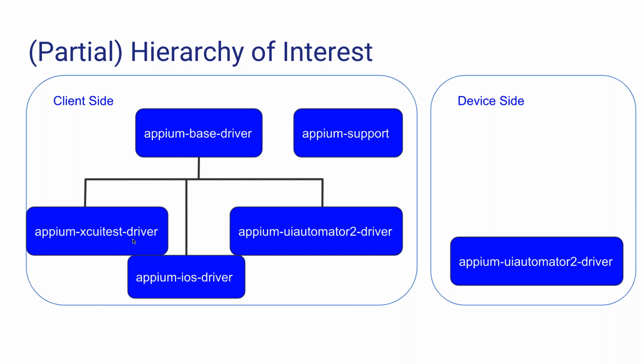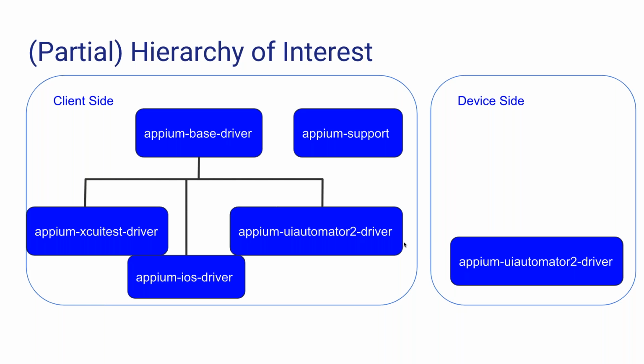The driver implementations themselves, which is the XUI test driver. This is the new iOS driver. The iOS driver was the UI automation part. UI Automator 2 is the automation framework for Android. Like I said, Espresso is also being developed, but I'm not sure what its current status is. And on the device side, we have UI Automator. I'm sorry, this is a mistake. It should be UI Automator 2 server, not UI Automator 2 driver.